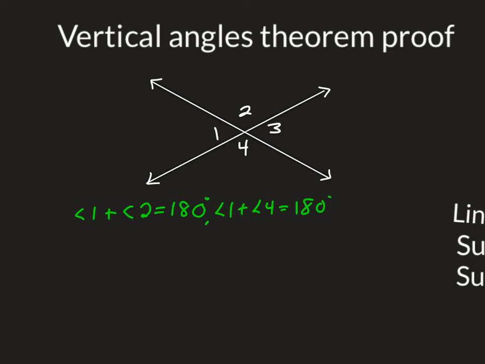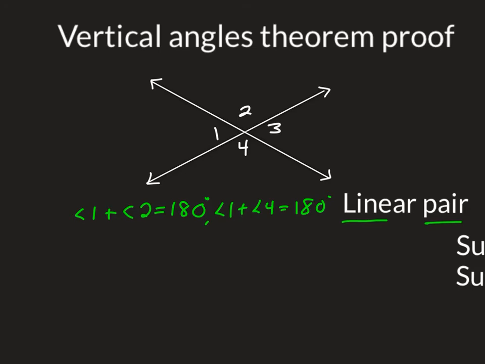Okay, now how do we know that? Well, 1 and 2 are on a straight line, so I could say angles on a straight line. Another mathier way to say a pair of angles on a straight line is to say a linear pair. So a pair of angles on a line we can say is a linear pair.